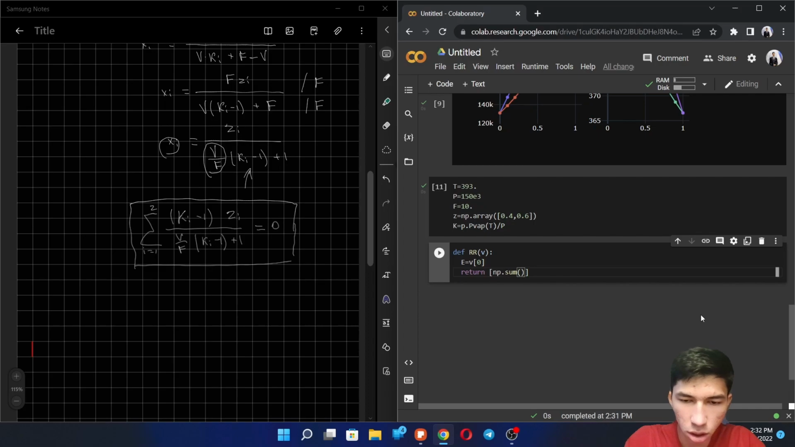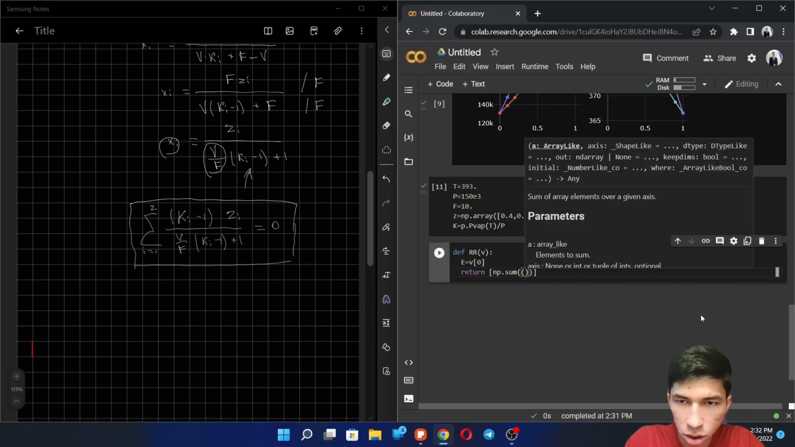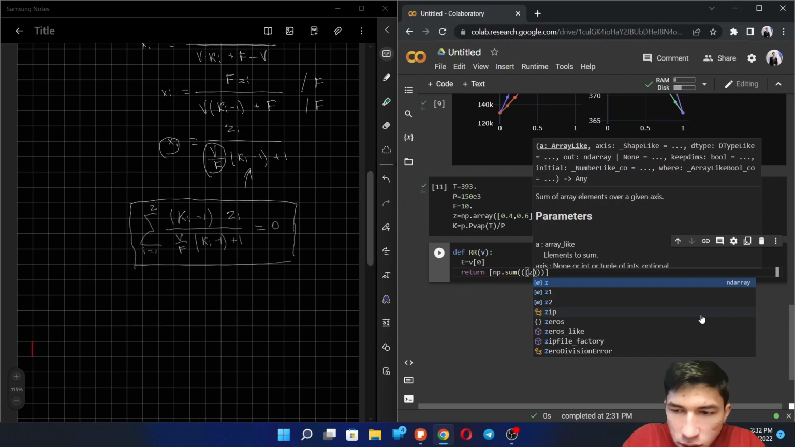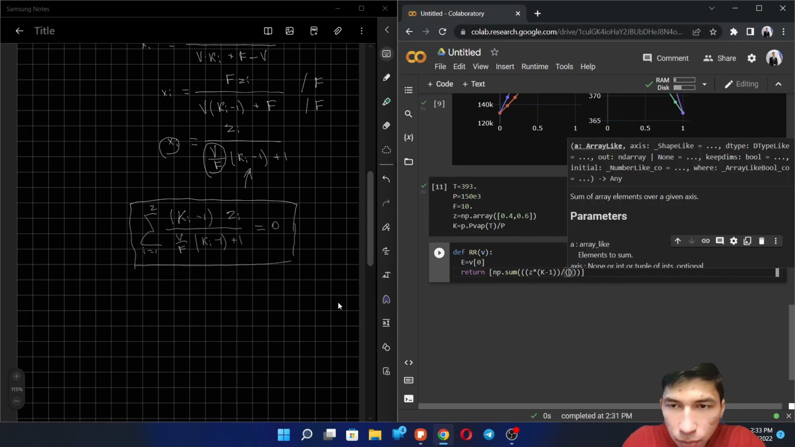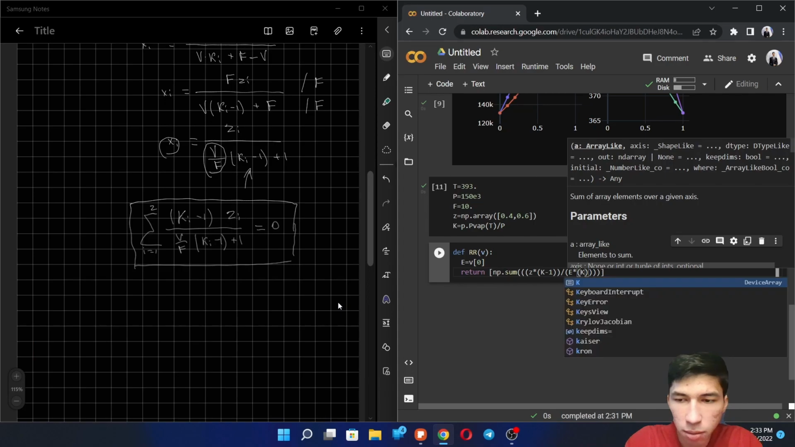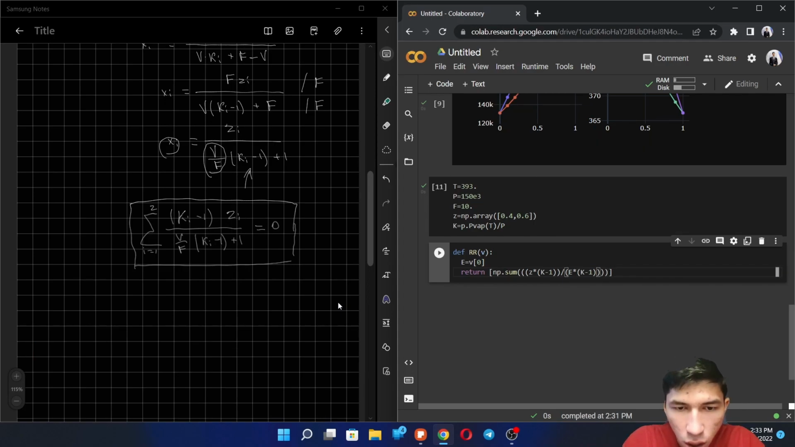Okay, so as not to miss anything, I'll have Z times Ki, K minus 1, and I have V over F represented as E. So we're going to divide by E multiplied by K minus 1, plus 1. And I should close the bracket.